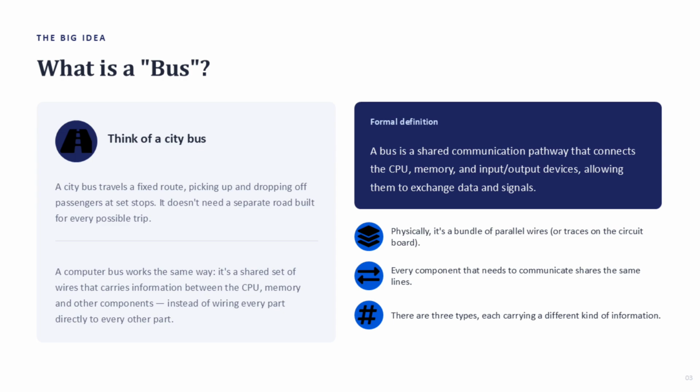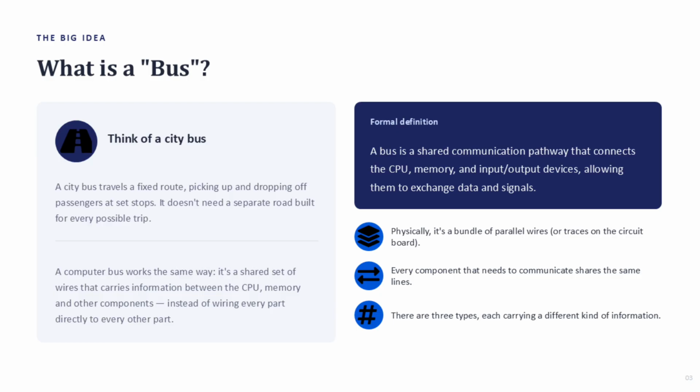Let's begin with a simple example from everyday life. Imagine a city bus. A city bus follows a fixed route. People from different locations board the same bus, travel to their destinations, and then get off. Now imagine what would happen if every passenger needed a separate road built just for them. It would be impossible, isn't it? The city would become extremely crowded. Construction costs would be enormous, and maintaining all those roads would be nearly impossible. Instead, everyone shares the same transportation system.